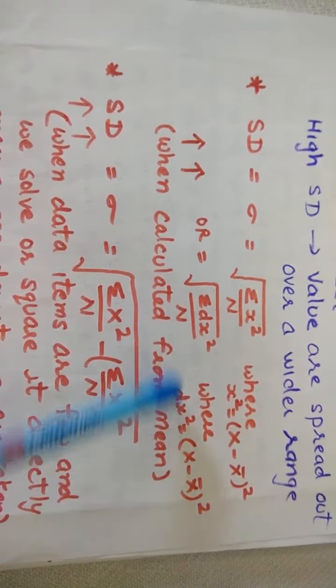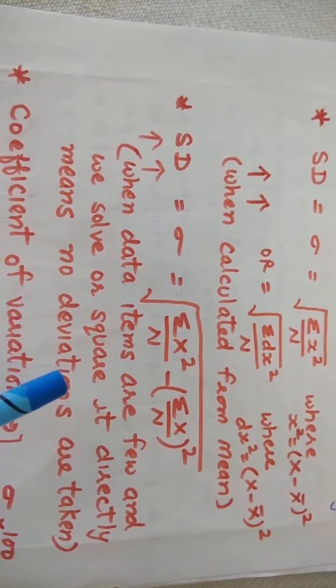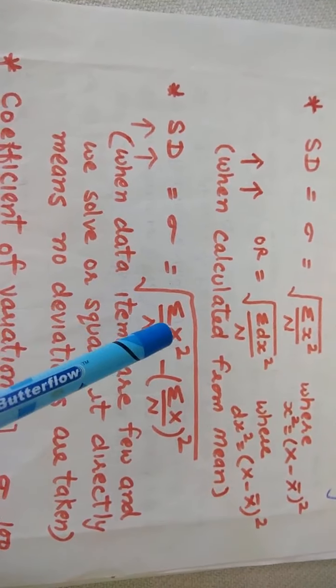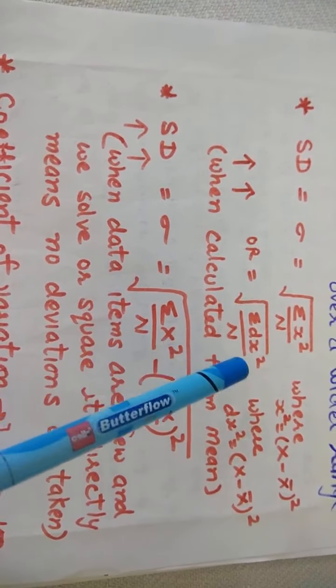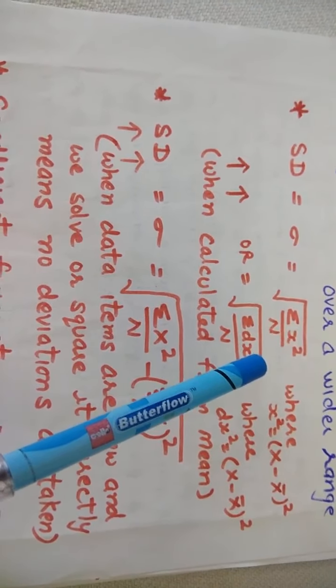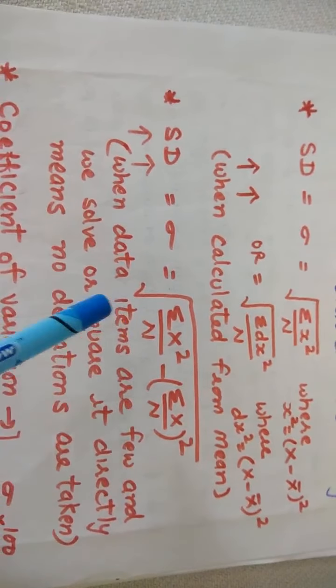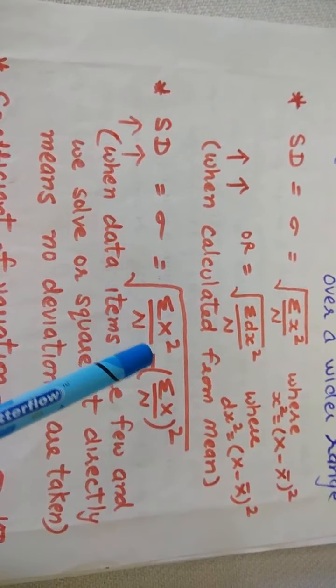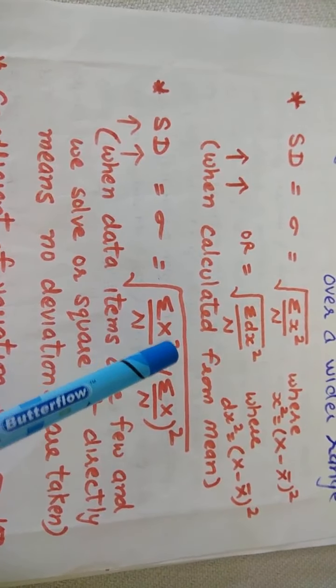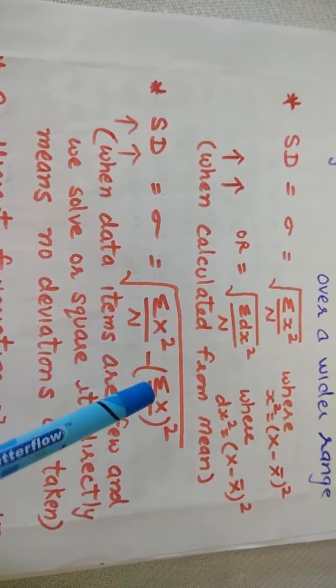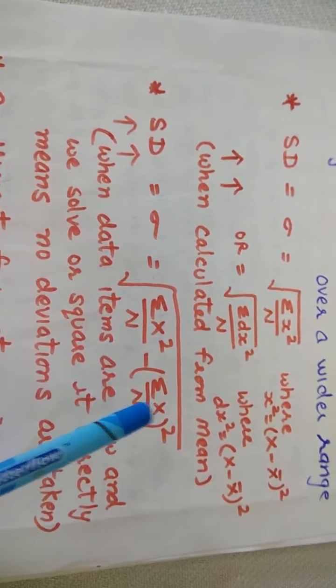When data items are very few and we square them directly, meaning no deviations are taken, then use the formula summation X square. Capital X means variable, small x means deviation taken from variable. In the direct method, summation X square over n: directly square each variable, then add them, minus (summation X over n) square, and whole square root.